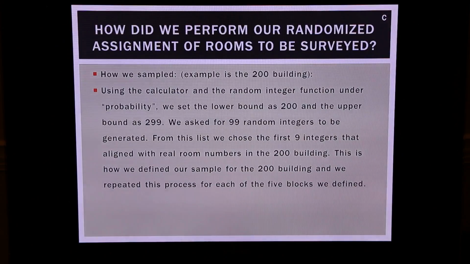We asked the calculator for 99 random integers to be generated, and from this list, we compared it to a list of real room numbers in the 200 building and went through the list of the integers on the calculator and found the first 9 that aligned with the real room numbers. This is how we defined our sample for the 200 building, and we repeated this process for each of the 5 blocks that we defined, which are our 5 buildings.